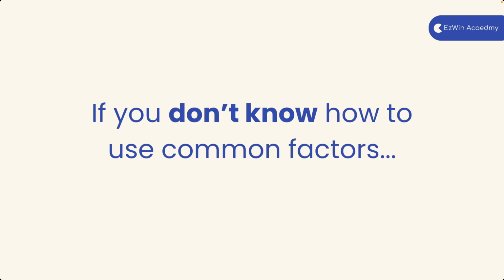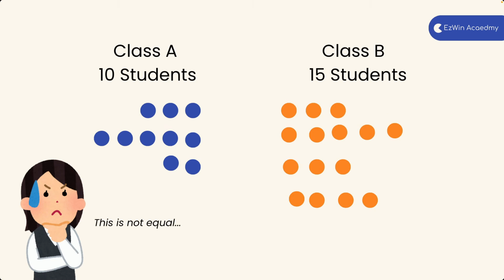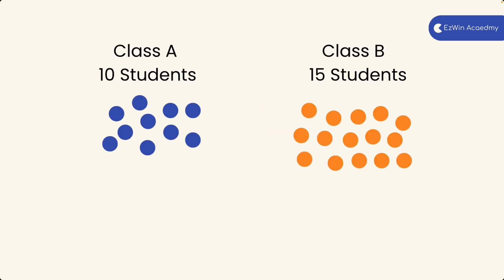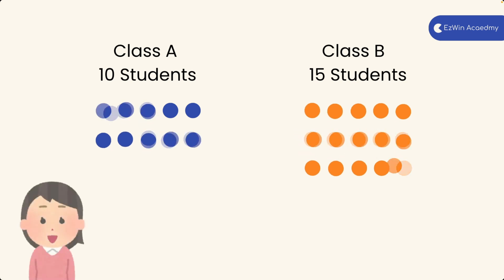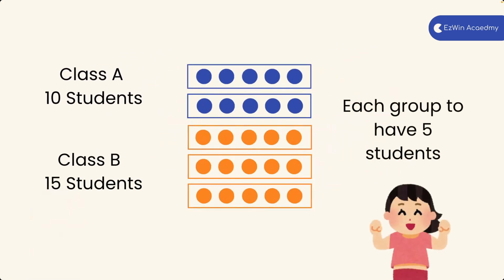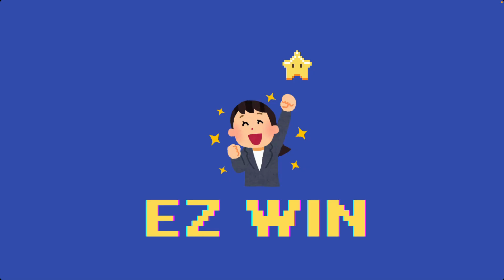Using common factors. If you don't know how to use common factors, you might tell the students, "Hey, can you group yourselves?" Easier, right? But once they group themselves, you can see that this is not really equal. If you know how to use common factors, you can see a pattern where each class can group into groups of five. Each group has five students. This is what we call a common factor, which is 5, because each group is 5 in both Class A and Class B. Now that's an easy win.